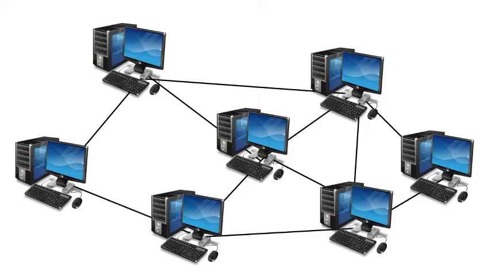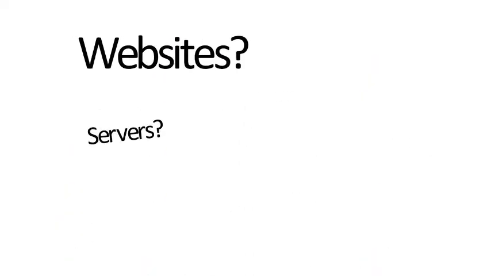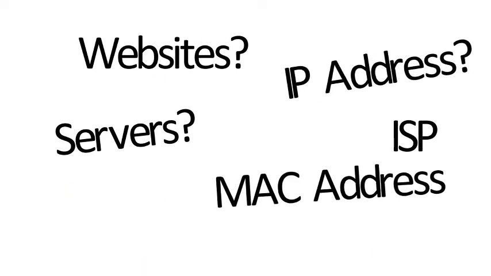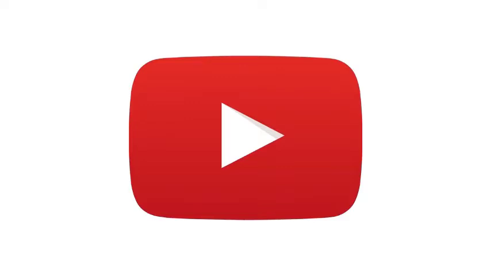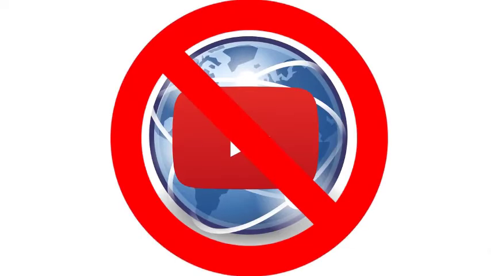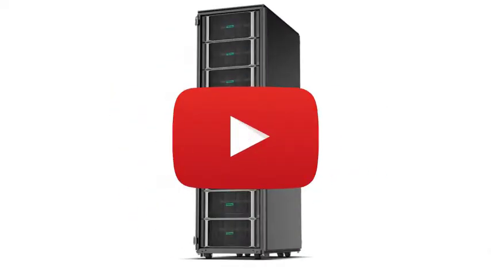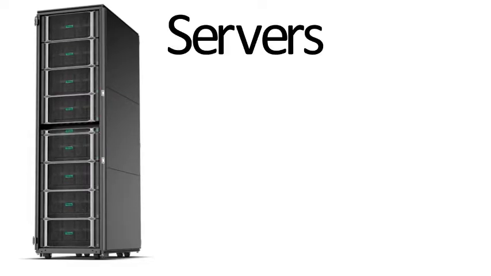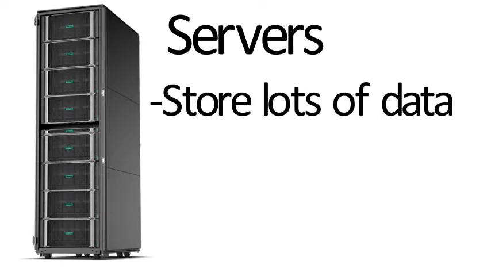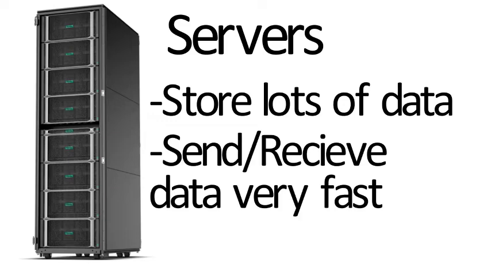So with the Internet being this simple, what are websites, servers, ISPs, IP and MAC addresses, or the cloud? Well, let's start with a website like YouTube. As I said earlier, your YouTube channel, the comments, videos, and likes, they don't exist on the internet, they exist on a computer somewhere that's connected to the internet. These computers that host data that compose a website are known as servers. And these computers are made in a very specific way to be able to store lots and lots of data and to be able to send and receive it very quickly.